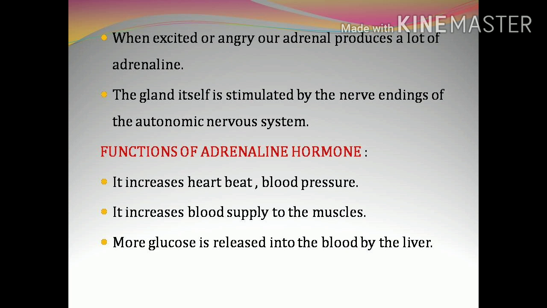So, more glucose is released into the blood by the liver. In the liver, the excess amount of glucose is stored in the form of glycogen. With the help of the liver, it supplies a larger amount of glucose to the blood to get the energy. So, this hormone is called the emergency hormone because it is secreted in an emergency situation.